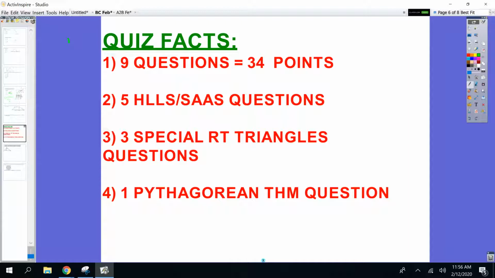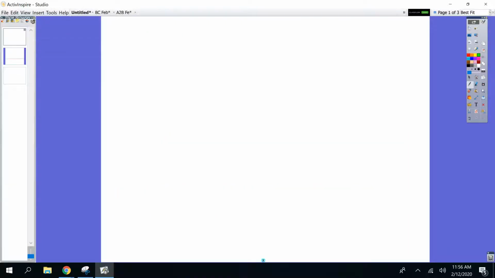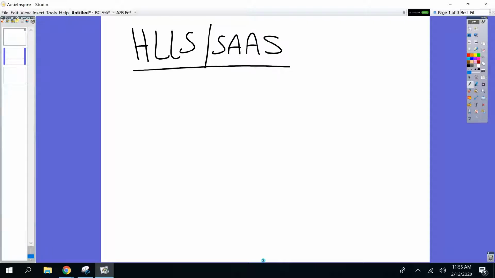Let's first start reviewing Hills and SAS. If you want to write this down, if you rather just focus and soak it all in, I don't care. Whatever you guys prefer. Okay, Hills and SAS. Got to have a specific type of diagram. The original triangle, the big triangle, has to be, oh boy, a right triangle. That's this whole unit.